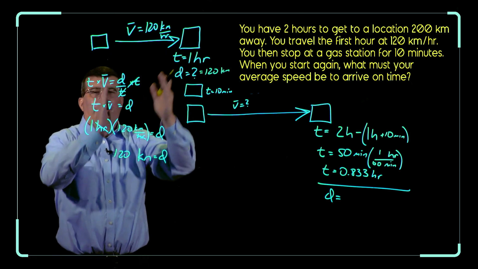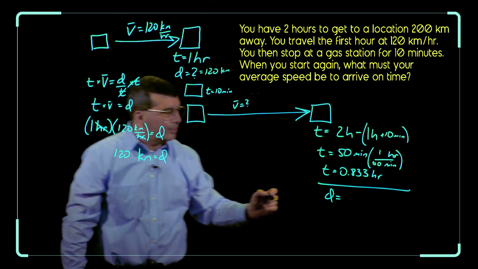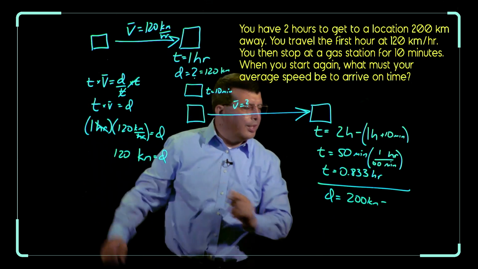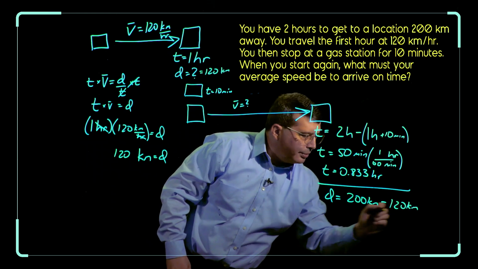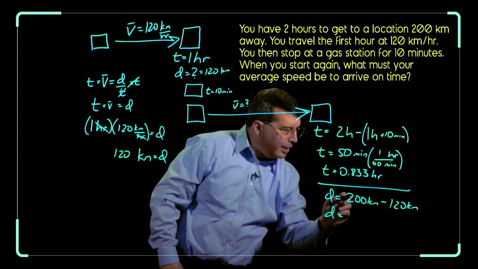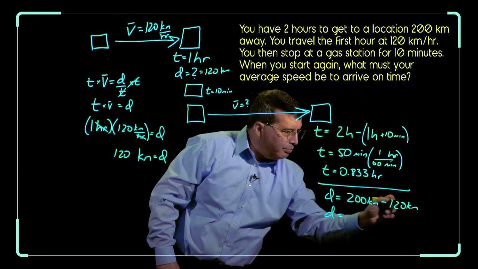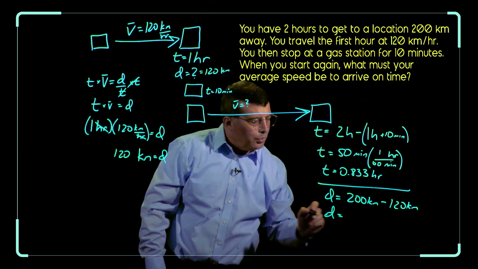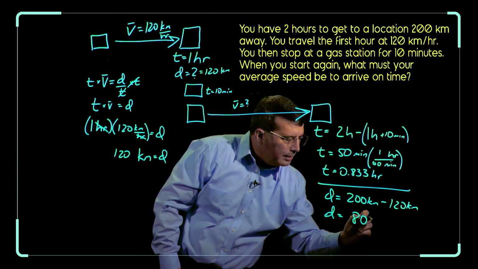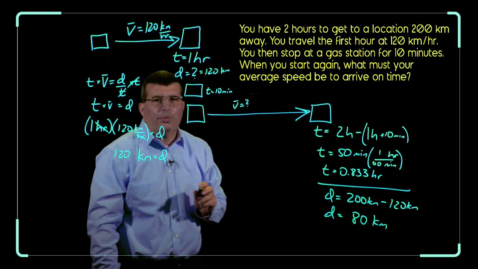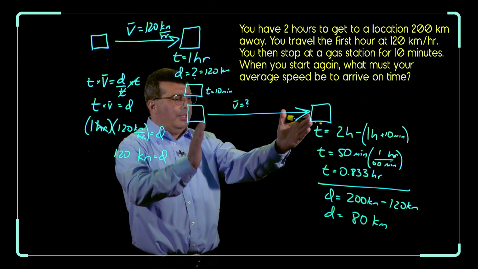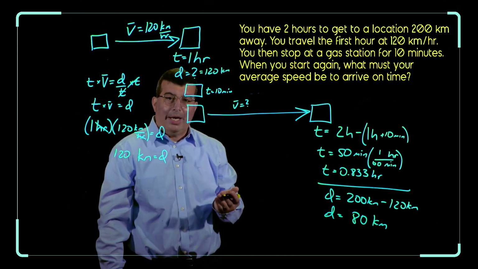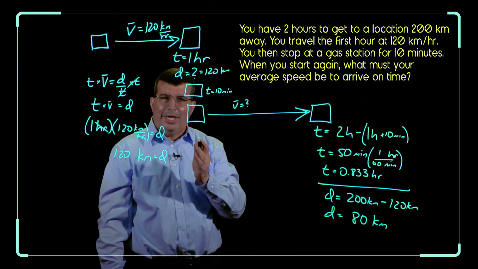So if this is 120 kilometers and the total trip is 200 kilometers, then the distance would be 200 kilometers minus this 120. Both of these are in kilometers, so all we have to do is subtract the numbers. 200 minus 120 is 80 kilometers. So we know that the second part of the trip is 80 kilometers in distance and 0.833 hours in time. So we use our same starting equation.